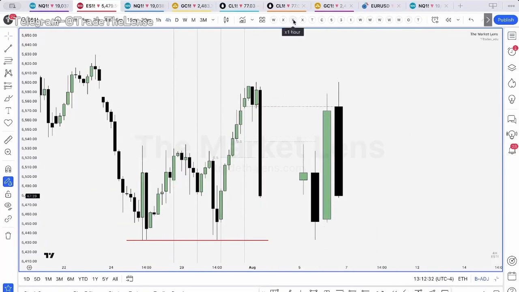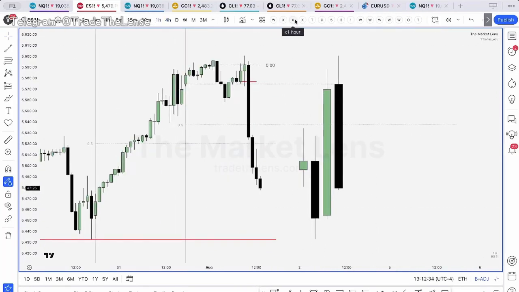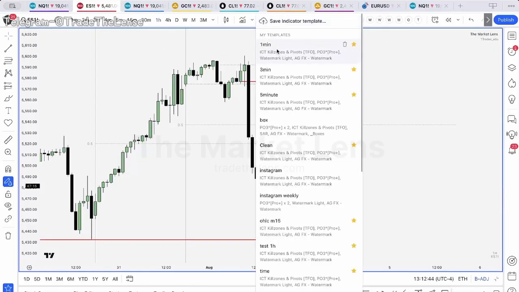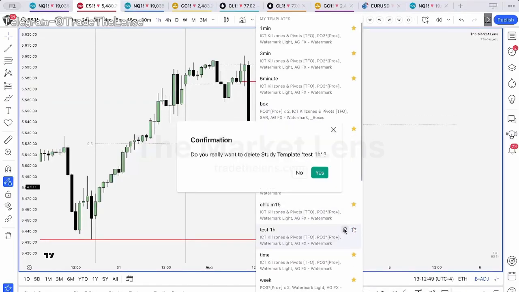So that's what these ones are, right? 4 hour 15 or hour 15. I have all those built out, and if you star them, they go up here. So I never have to look in indicators or anything. I just use all these up here. And if I want to get rid of it, I can do it there or just delete it.